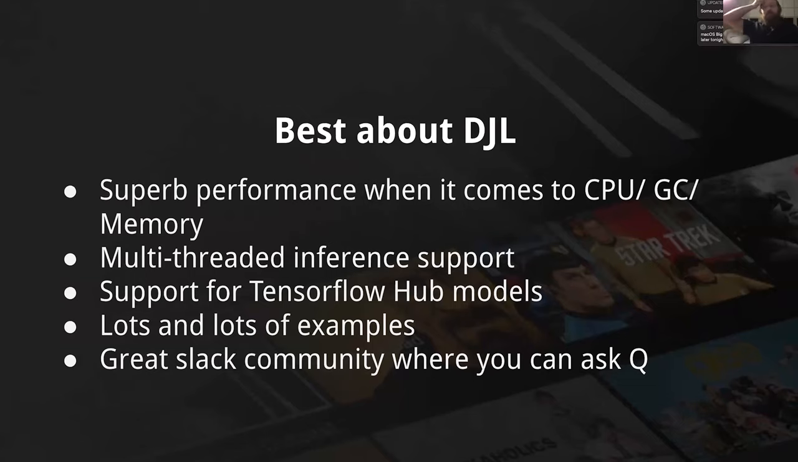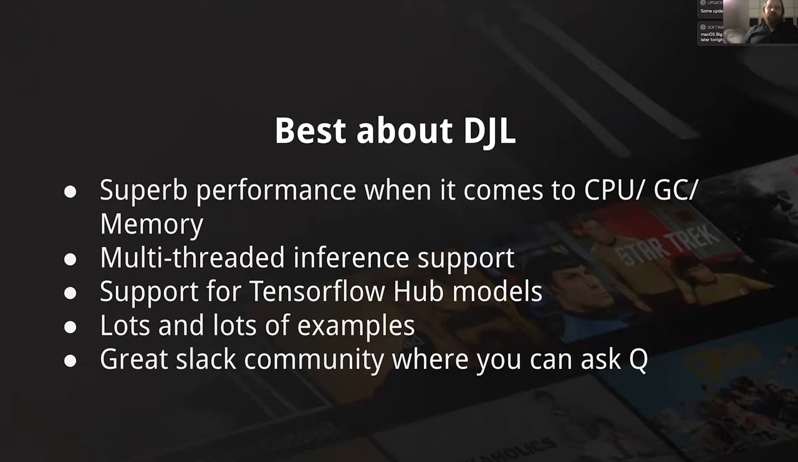The performance is superb. When I use, for example, DGL and TensorFlow or DGL and PyTorch, the inference performance is often faster than I observe in Python. Memory management is a lot easier. I use multi-threaded inference extensively. So for example, on a machine with 32 or 64 CPUs, I can easily create the same number of DGL predictors, and each of them can do some independent work.